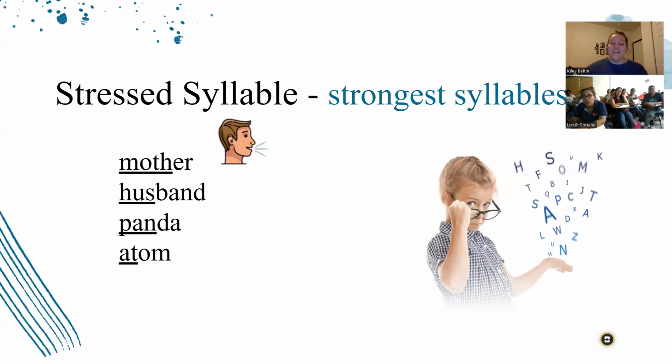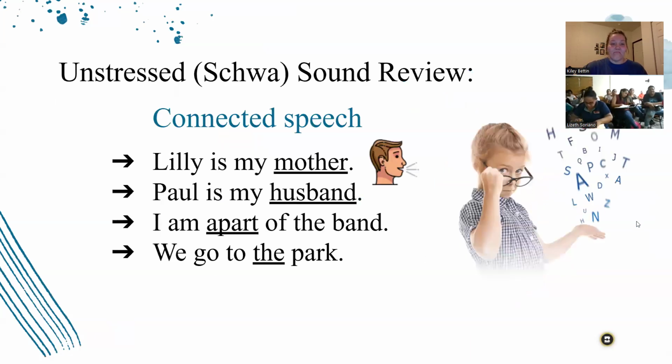Very good job. So in husband, we can hear our voices be a little bit stronger when we're starting that word. And then our next word is panda. Very good job. And then that last example I have is Adam. Very good job. Okay. And now, since we know what our stressed syllable is, it's going to be very easy to find the schwa part of our word.